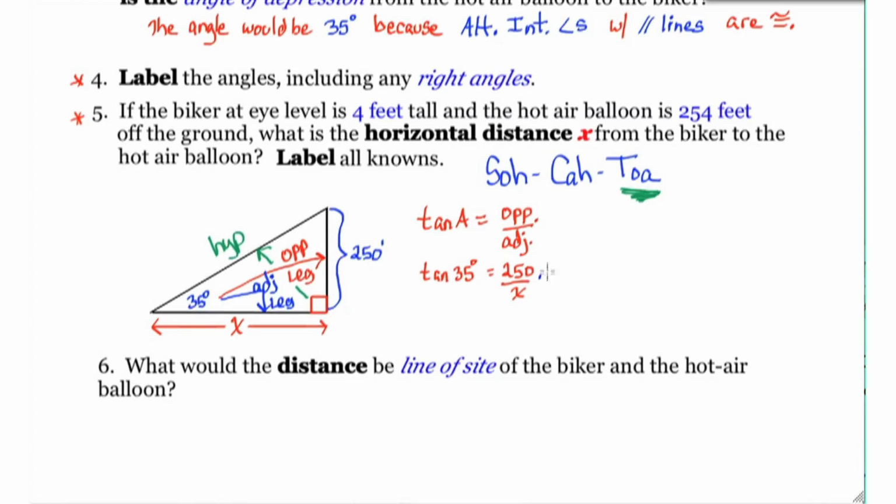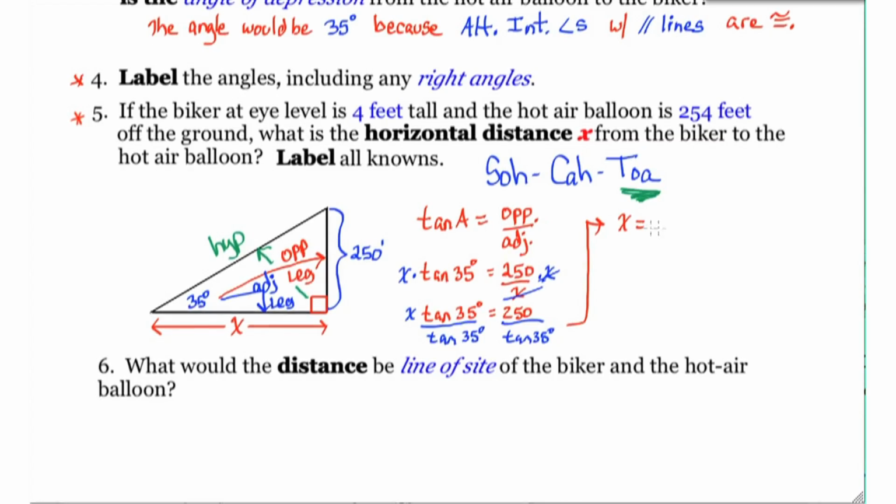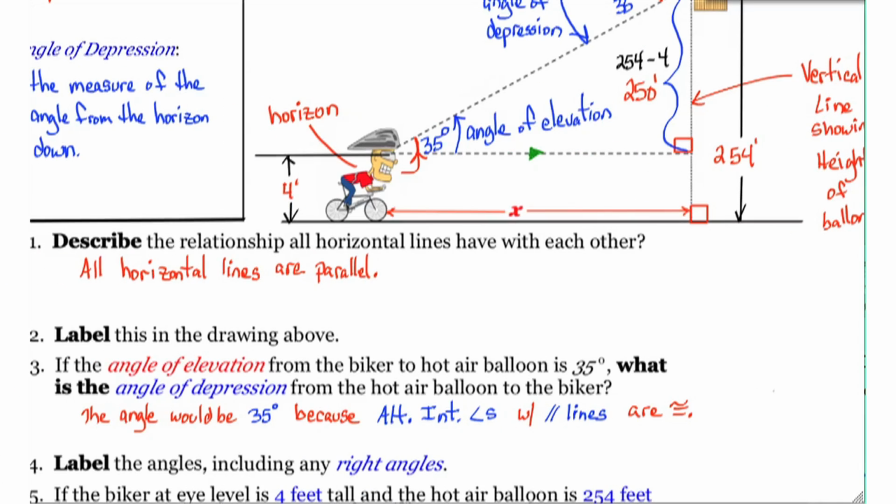I need to multiply x to both sides. I get x in the numerator on the left. Now I need to undo multiply tangent 35, so I'll divide it to both sides. Make sure in your calculator you're in degrees, not radians. So I need to say x equals 250 divided by tangent 35. I get 357.0 feet. Okay, so I'm going to label that in my drawing, 357 feet.